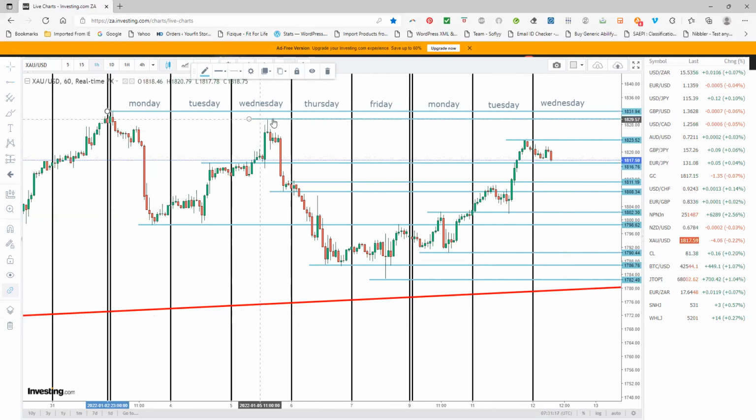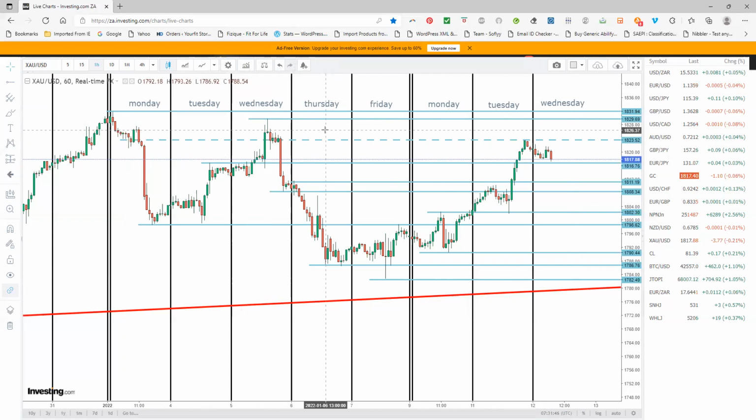Wednesday had a high. Price hasn't touched there yet. But if I have a look at Tuesday, doesn't it touch? It was close. So this is a very high confidence area, Tuesday. So I turn it into a dotted. If I have a look at Tuesday's high, Wednesday's opening was also there.